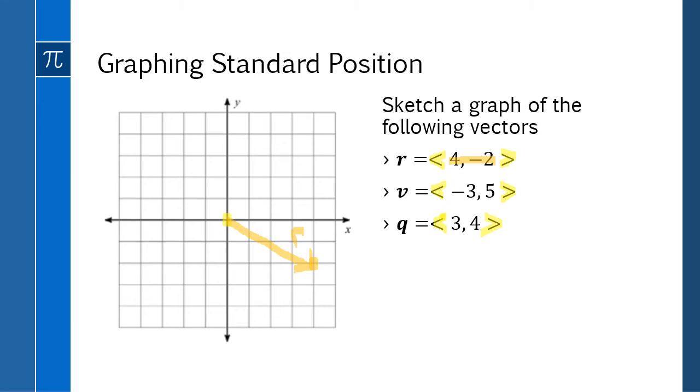Vector V in standard position, so the initial point again is at the origin, and the terminal point is given by -3, 5. So it would go to the left 3, up 5. There's my terminal point, and so the vector connecting those two right there would be vector V. And then lastly we have vector Q, where it's in brackets, so that tells me that the initial point is at the origin, and the terminal point is at 3, 4. So over 3, up 4. And connecting the dots, that would be how one represents vector Q.